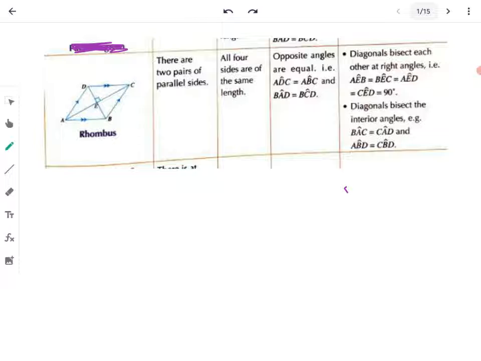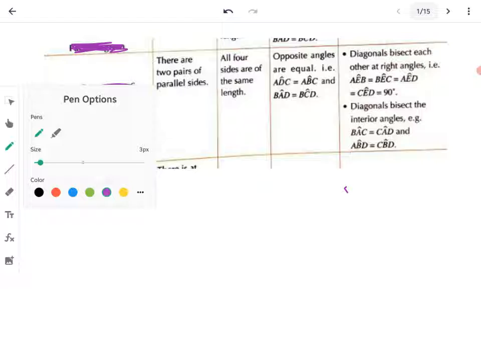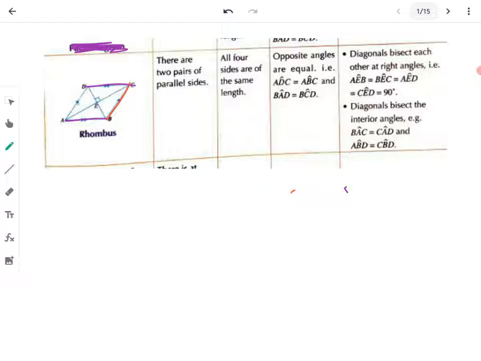We have the first property in terms of sides. There are two pairs of parallel sides. These are the parallel sides, that's the first pair, and the second pair is this one. Then all four sides are of the same length. That's the second property of rhombus. Then we have also opposite angles are equal.